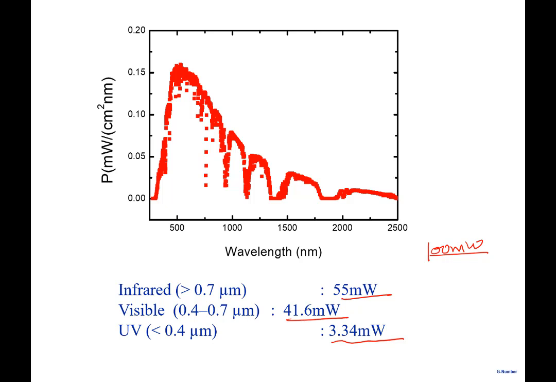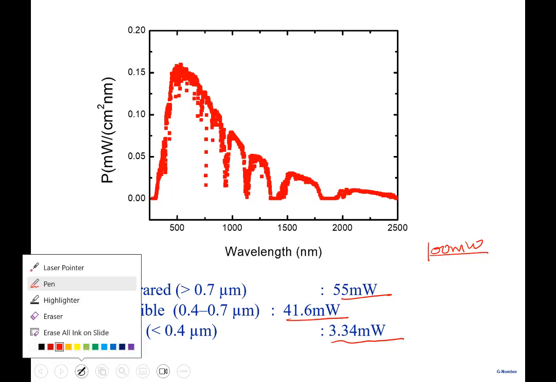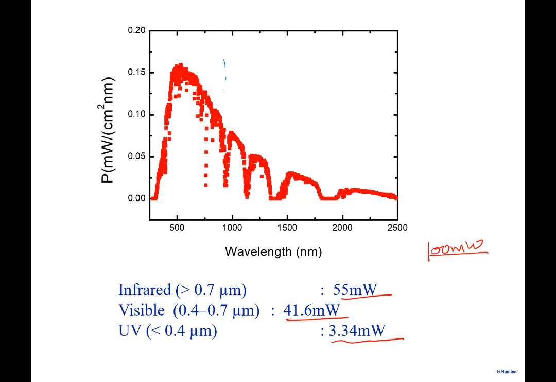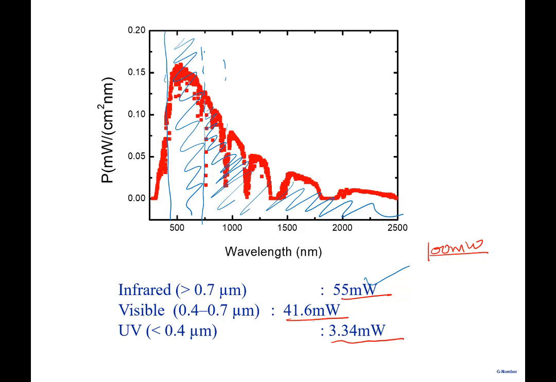So how do I calculate this? Once you know the spectrum, you go to 0.7, wherever 0.7 is. This is not likely to be exactly 0.7, so maybe it is somewhere here. You go here and integrate everything, and you'll get 55 milliwatts. For 0.4 to 0.7, you go to somewhere here, 400, and you integrate, and you get this number, 41.6. So this is the amount of energy that lies in the different bands.